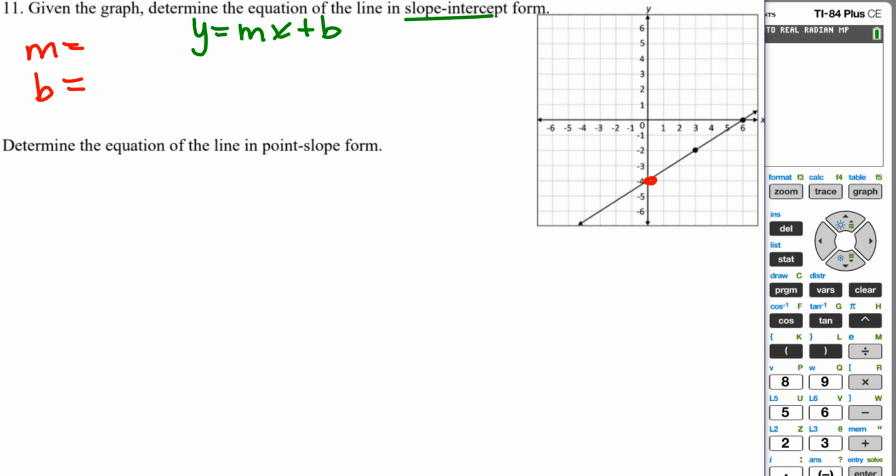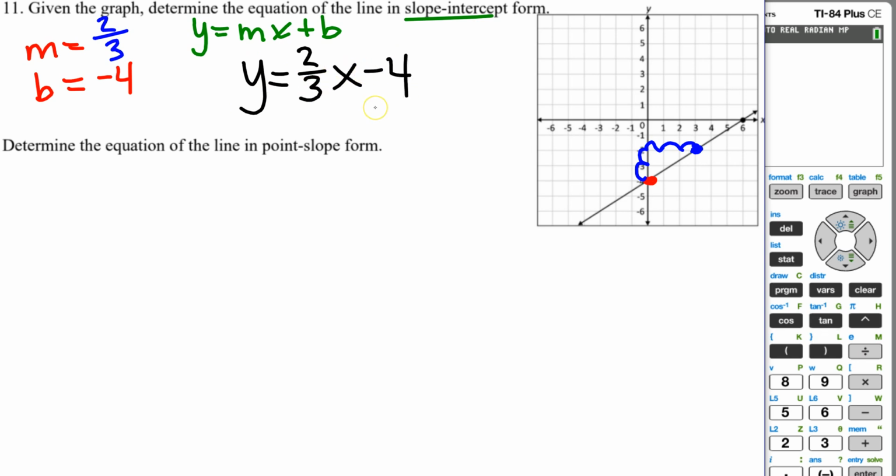So that is the point (0, -4). Your b value is -4. Now for your slope, you're figuring out how it moves from the red point to the blue point, from left to right as I scan across. So I'm going up 1, 2, over 1, 2, 3. So your slope is 2/3. Your y-intercept is -4. So the equation of that line in slope-intercept form is y equals 2/3 x minus 4.